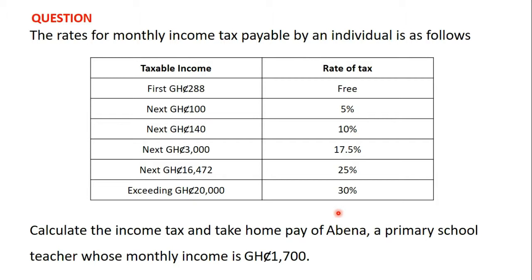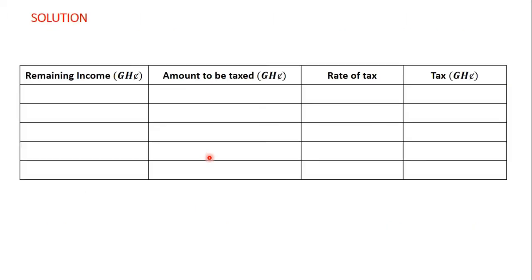From the previous video, we saw that when you are given a question like this, the first thing you need to do is to divide the monthly income into the groups that have been given to you. So that is exactly what we are going to do. This time, we will present our answer in the form of a table. So we will draw a 4-column table.